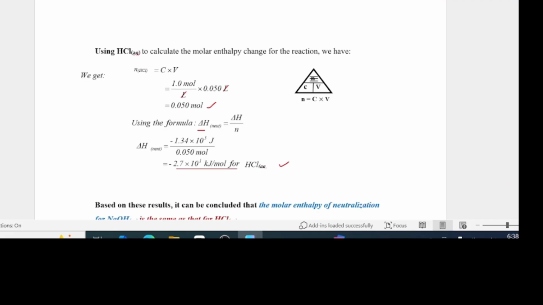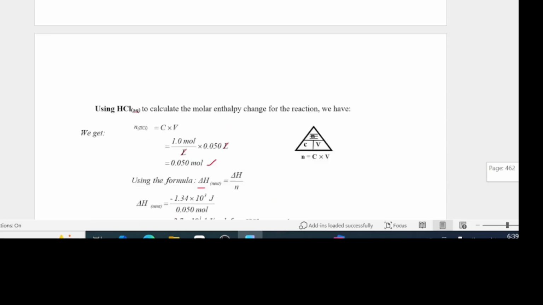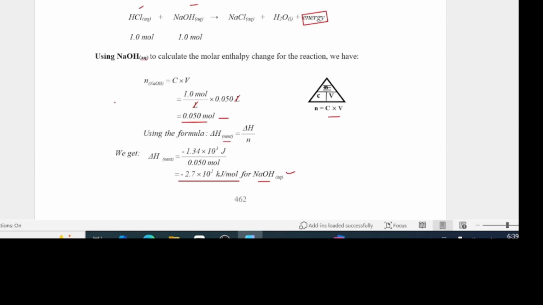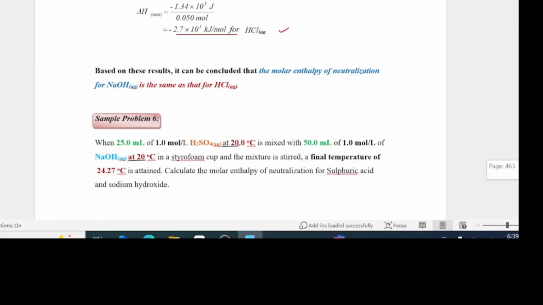If you're dealing with a monoprotic acid and a monoprotic base, and you're using equimolar quantities of both, then the molar enthalpy of neutralization can be used for either of them. So it wasn't really necessary for you to find this separately. But as a point of emphasis, I just did it separately for sodium hydroxide and also for HCl.